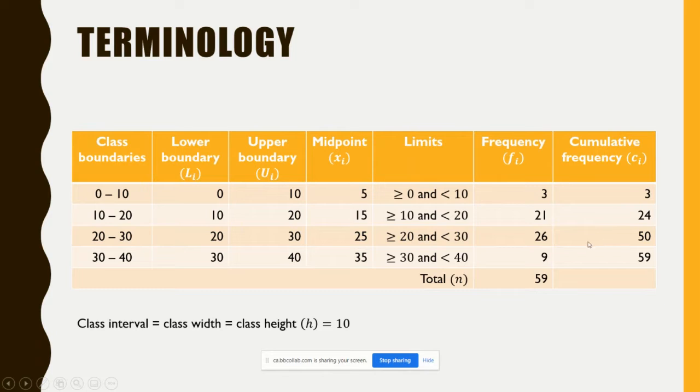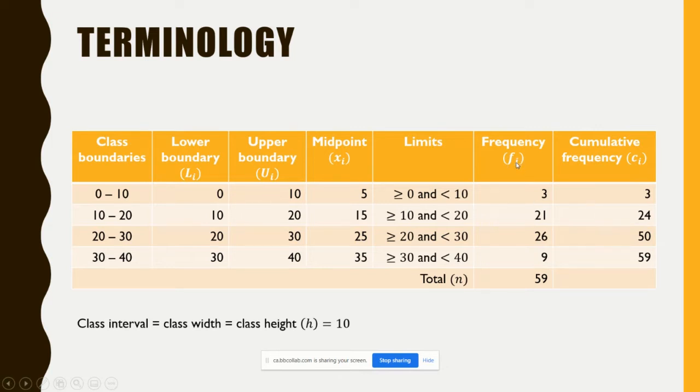For the third class, we have 26, and then we add all above it. So we add 26 plus 21 plus 3, which is 50. Another way we can do it is we add just 26 and 24, because 24 is already the sum of all these frequencies. So we can say 24 plus 26 is also 50. And how do we get 59? By adding 9 to the 50, we get 59. In this way we can calculate the cumulative frequency.